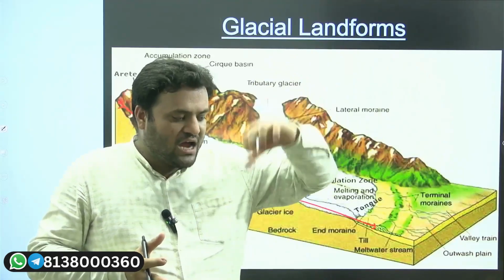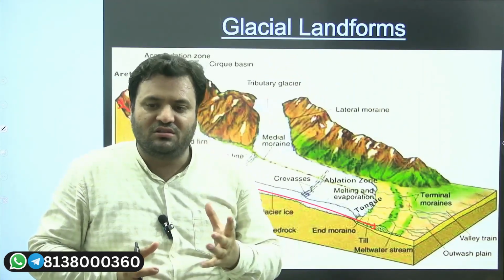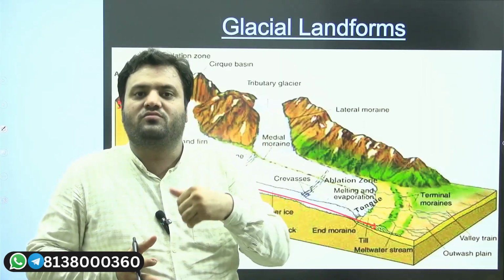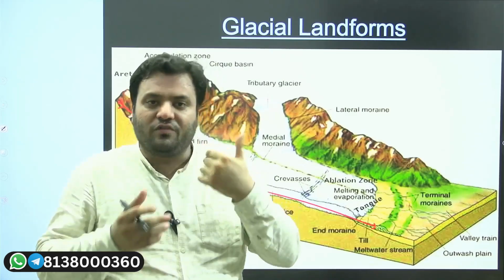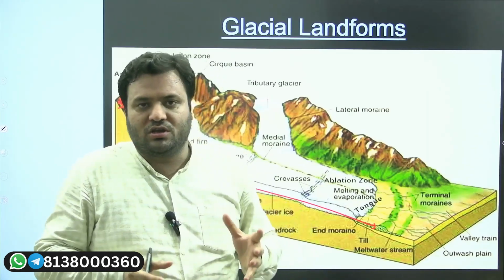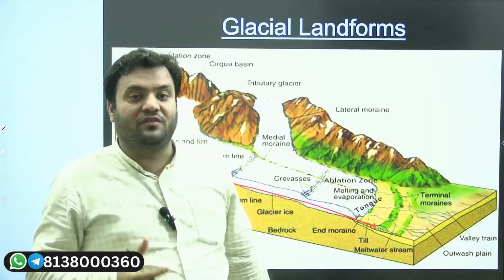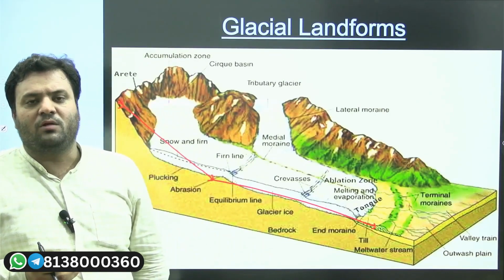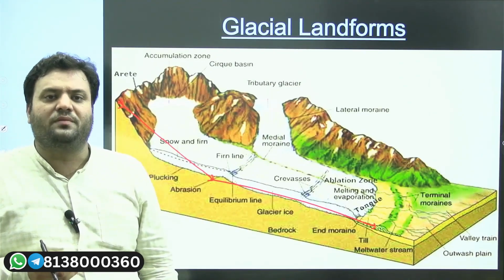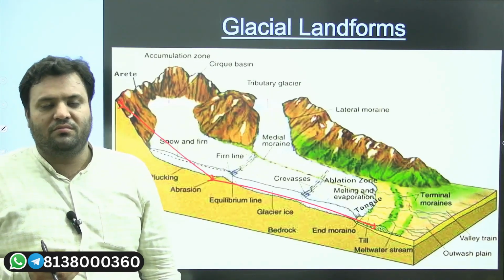So this ice sheet will cause erosion. That ice sheet will cause some sort of removal, some sort of deposition. So as a result of erosion and deposition, what landforms, what topographical features would appear? And yes, you have to remember what specific name is given to a particular landform. You have to remember that.